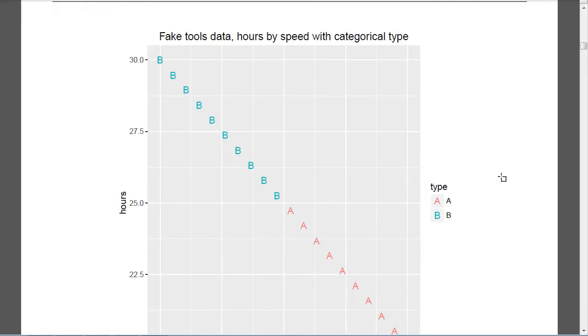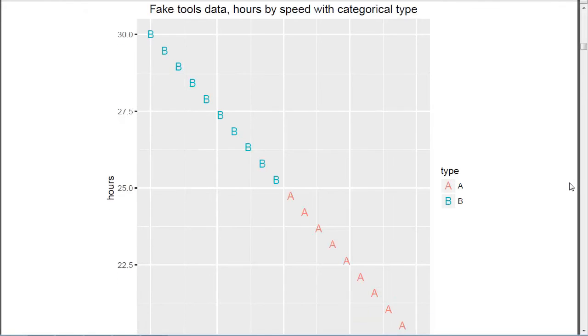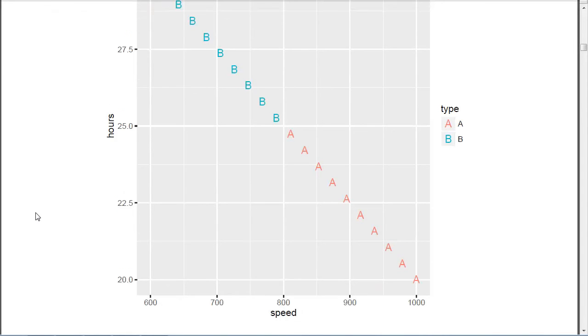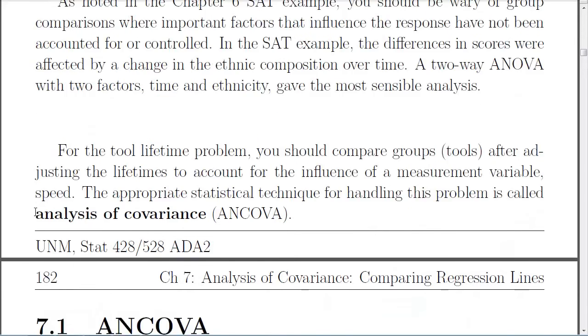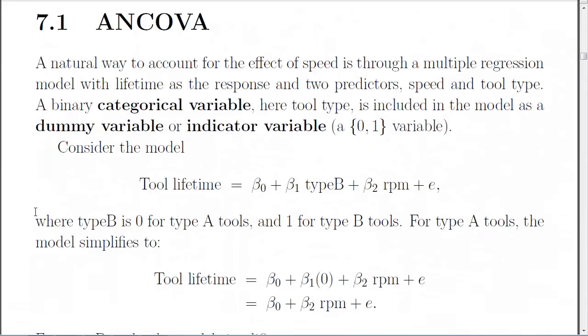Okay, so it's important, as we saw in Chapter 6, to adjust for the things that you can't control. So speed is another variable in addition to tool type that affects the operation hours. Okay, that's what that paragraph says. Great. So that brings us to analysis of covariance. How do we include variables, both continuous and categorical, into a model to predict a continuous response variable?